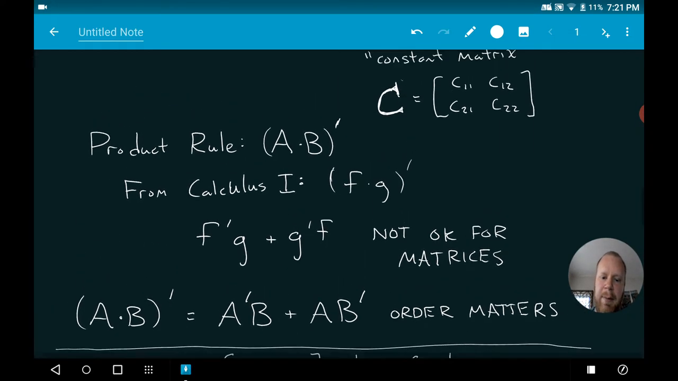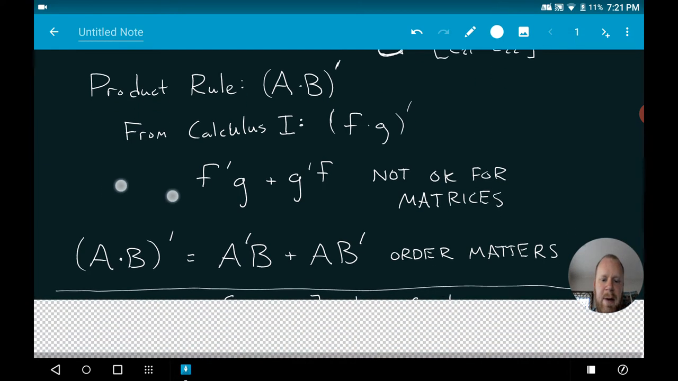So I think the last thing I talked about was that you need to keep this order. If you're going to do the product rule for two matrices, you need to always have A first and then B, since order matters when you're multiplying two matrices.